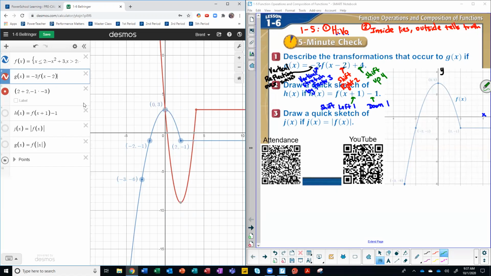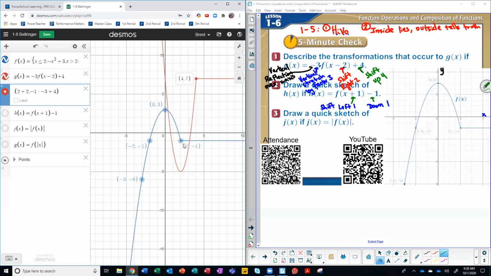So when I hit +4 on the outside, this point is no longer at -9. It got shifted up to -5. And this point's off the graph because I need to add 4 units to it. So I'm going to come back down here to my point, and I'll put +4, and now it's on the right spot. So how did I get to 4, 7 from this point of 2, -1?